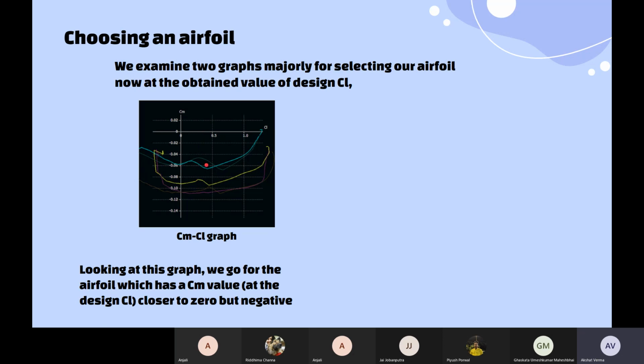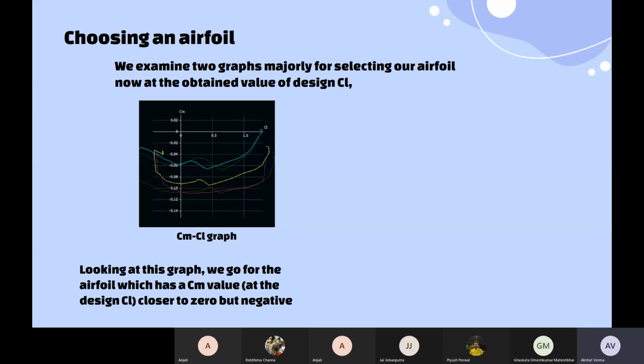Why will we do that? As mentioned here, we need the CM value. We select the CM value which is closer to 0 but negative. So why do we need it negative? We need it negative for our aircraft to be statically stable. But why do we need it closer to 0? We need it closer to 0 because we don't need excessive movements for small disturbances in our aircraft, right?